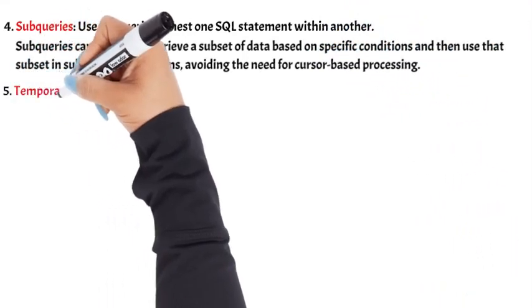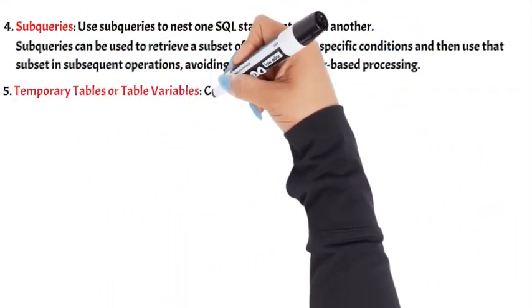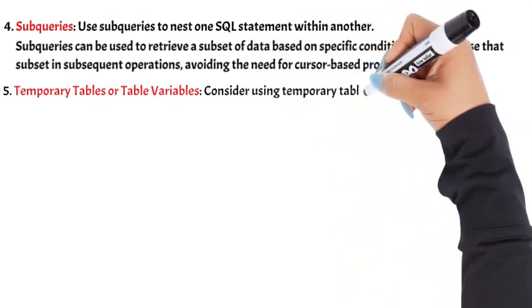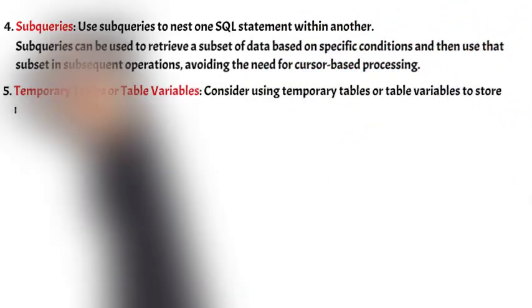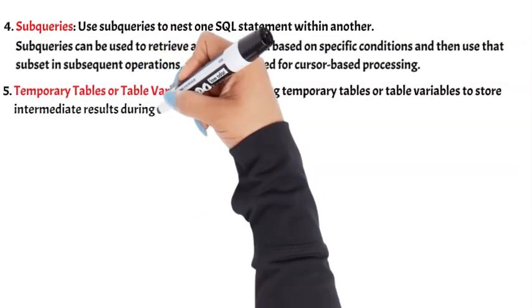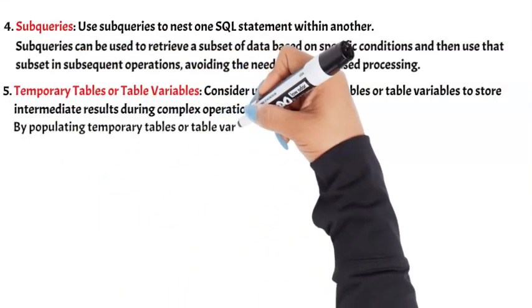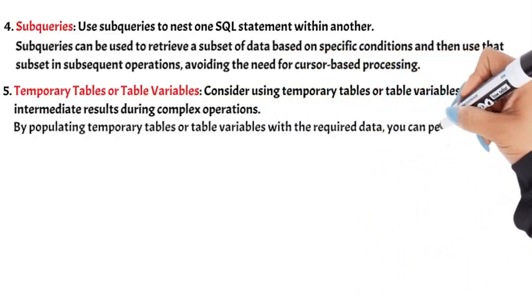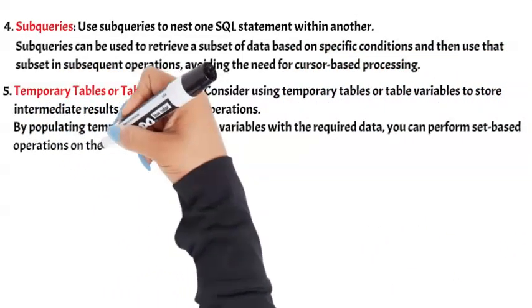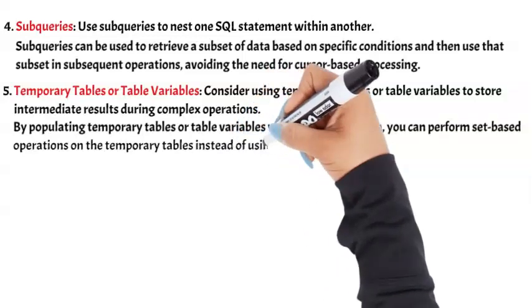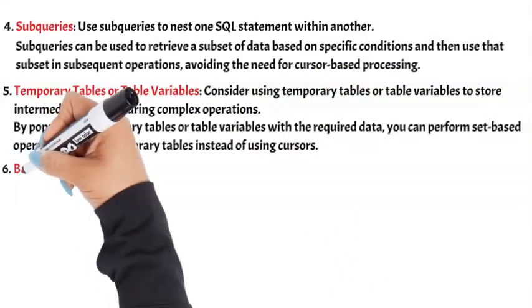5. Temporary tables or table variables. Consider using temporary tables or table variables to store intermediate results during complex operations. By populating temporary tables or table variables with the required data, you can perform set-based operations on the temporary tables instead of using cursors.